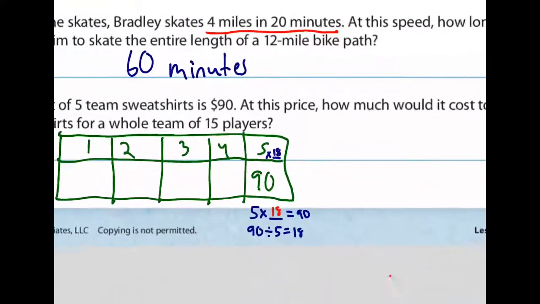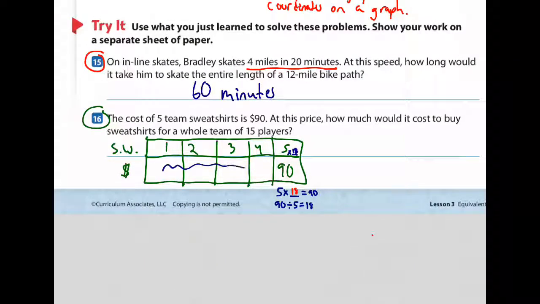Now, if I know 5 times 18 is 90, I'm not even going to worry about filling out that table there. Because remember, it wants to know how much would it cost to buy sweatshirts for a whole team of 15 players. Well, that would mean, if I add another column, they want 15 sweatshirts, right? And do you remember the rule is times 18? So just type in 15 times 18, and if you do, you get 270. So the answer is, how much would it cost? Your answer is $270. And yes, you should have a label for that.